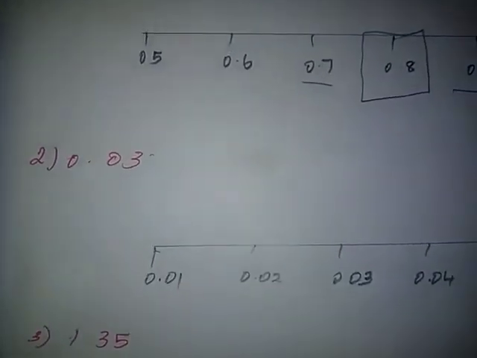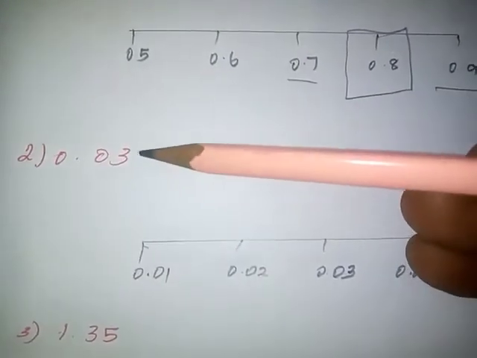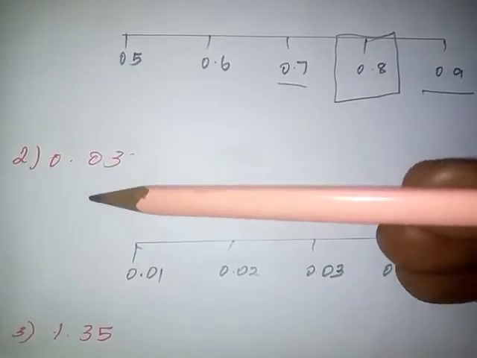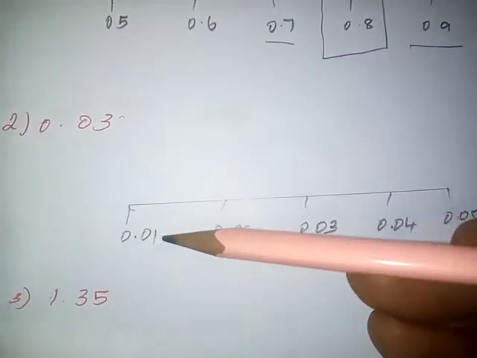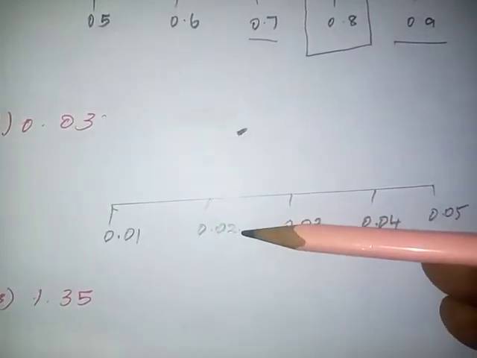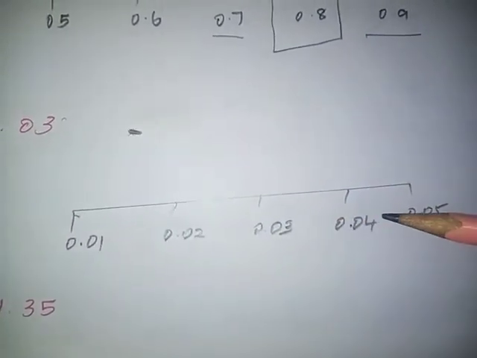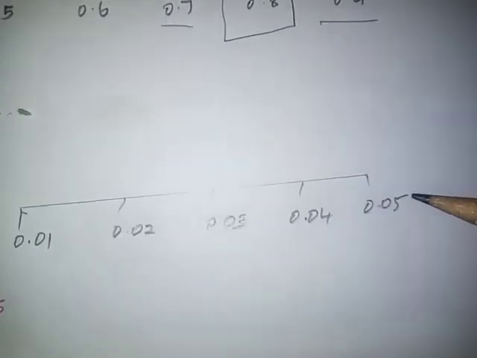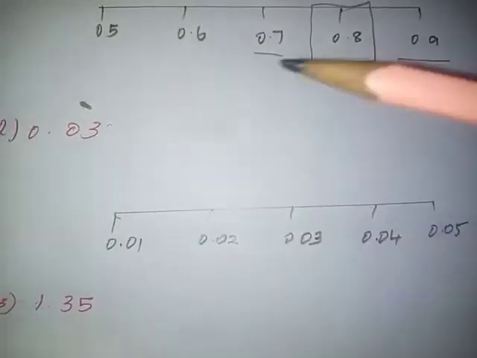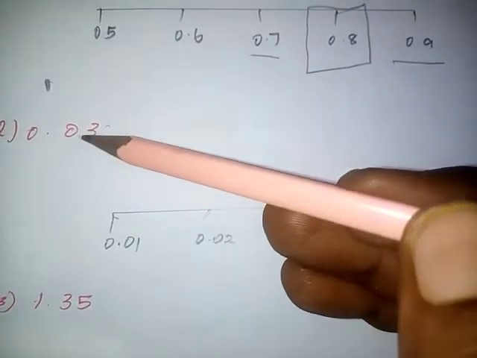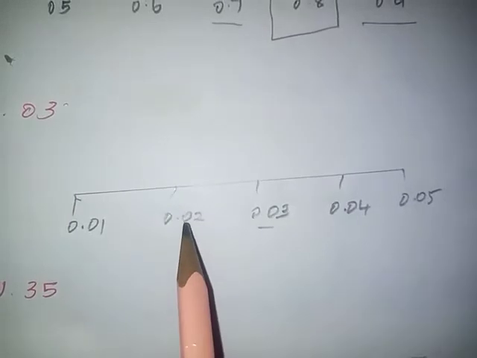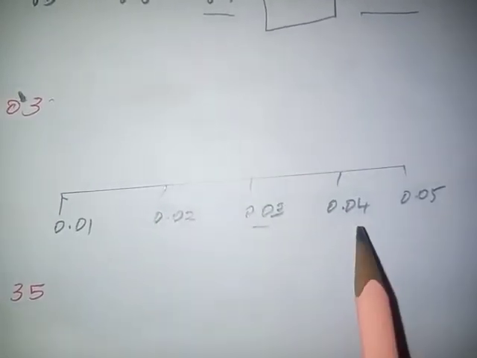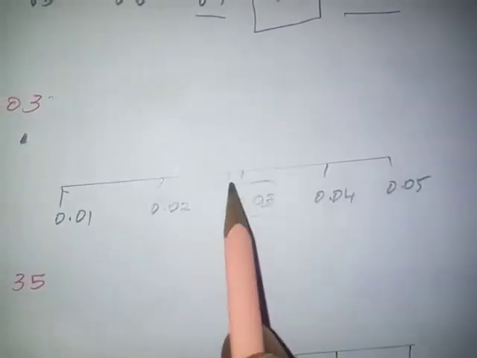Question number 2: 0.03. According to the question, the hundredth place value is given. So we have to start 0.01, 0.02, 0.03, 0.04, 0.05 and so on. Now the given question is 0.03. So 0.03 lies between 0.02 and 0.04.